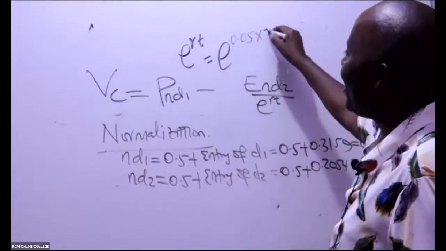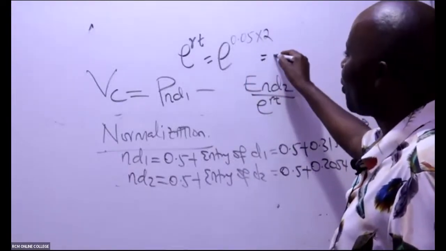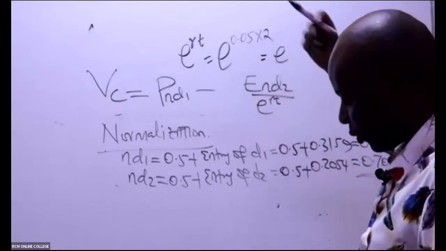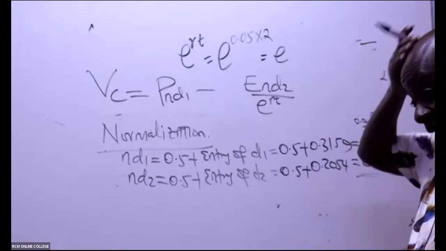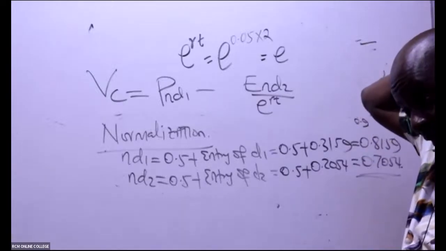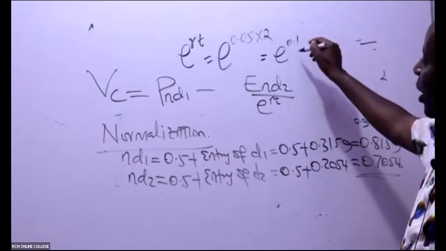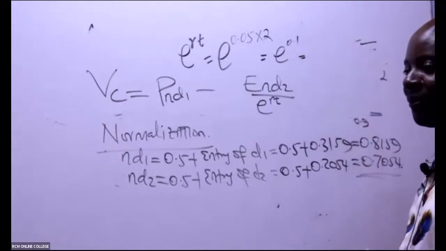0.05 times T, T is 2 years. So then this will be E raised to what here? Somebody please. What is 0.05 times 2? We don't want to guess things. We are now tired. Is it 0.1? 0.1.